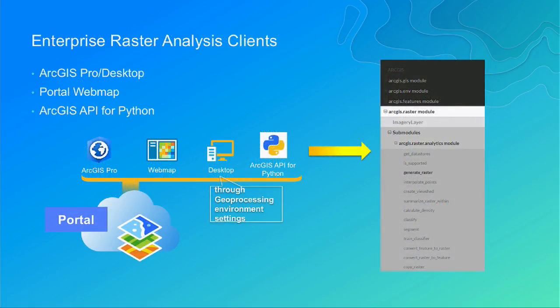So I talked about all these different clients you can use to access the distributed enterprise raster analysis capabilities. So this is basically just a rundown. You can use ArcGIS Pro, the ArcMap desktop app, and you can use the Portal web map to run distributed raster analysis. And in addition to that, you can also use the ArcGIS API for Python to access the distributed raster analysis capability. And for those of you who are interested in that, I will be giving a presentation tomorrow talking about how to use the ArcGIS API for Python to access the enterprise raster analysis.